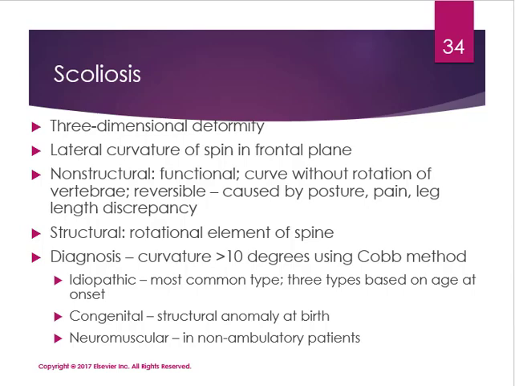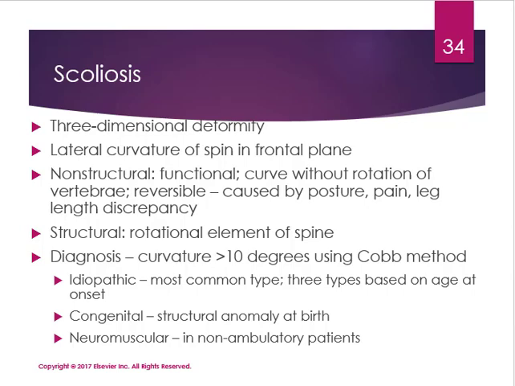Diagnosis is made on the degree of the curvature using the Cobb method, and this is determined by a radiologist. There can be three different types. Idiopathic, where the etiology is unknown and is likely multifactorial, and it's the most common type of scoliosis. These can be further divided into three types classified by age. Infantile is 0 to 3, juvenile is 3 to 10, and adolescence is 11 and older.